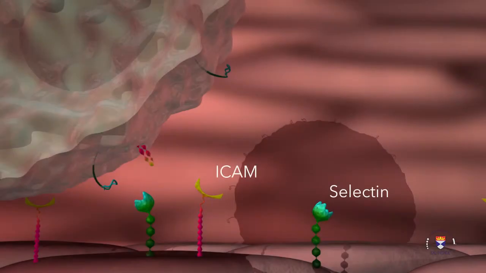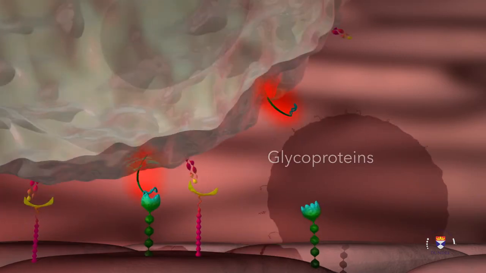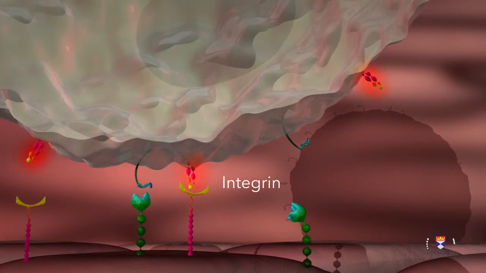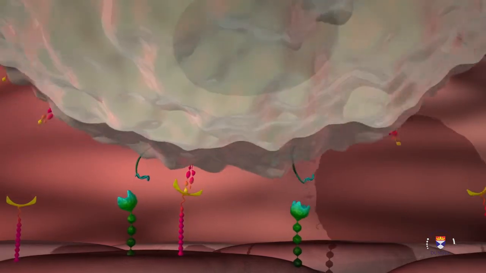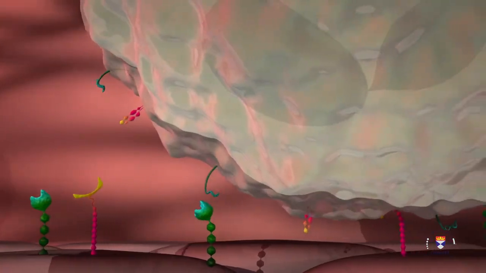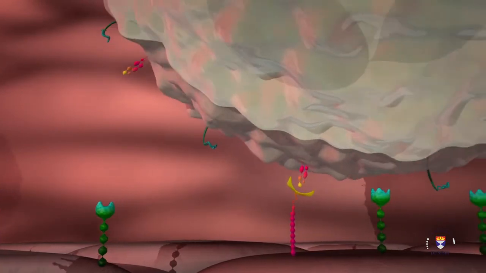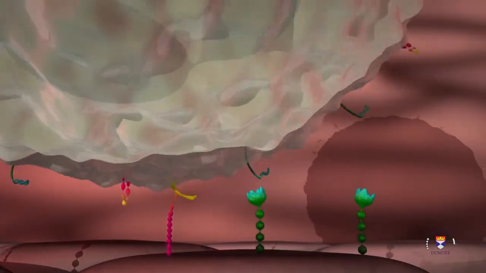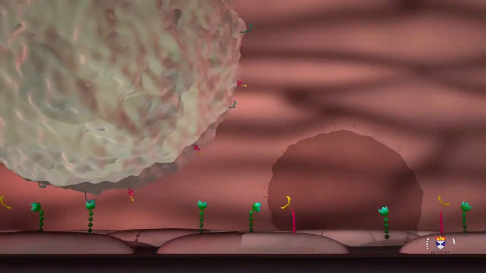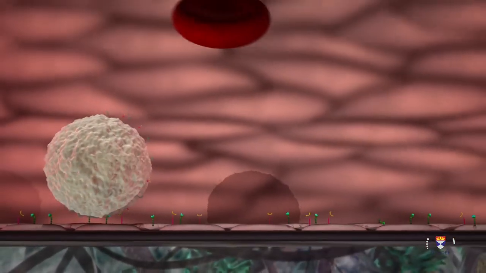The endothelial cells are also stimulated to start expressing selectin and ICAM proteins on their surface. Selectins bind to glycoproteins on the surface of cells, and ICAM proteins bind to integrin, a protein expressed on the surface of leukocytes. These allow the leukocytes to bind to the walls of the vessel. This binding is weak, and the connections between the leukocytes and vessel walls frequently break and reform. This results in leukocytes slowly rolling along the vessel walls.